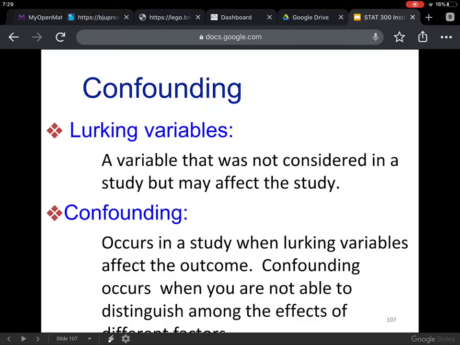So, for instance, if somebody put the tomato plants, didn't realize that they need sun, and in one case put some on the windowsill and the others underneath the stairs or something, then sunlight would be a lurking variable that produced confounding because it actually affected the growth of the plants, but was not considered in the study. The study was concerned about which fertilizer would work better, right? So that's what confounding is.